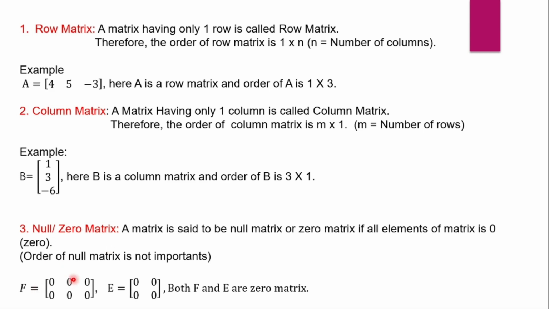But the more important thing is, whenever we are calling any matrix a zero or null matrix, all its elements should be 0. As you can see, 0 0 0, all are there. So these two matrices that I have written here are both zero matrices.